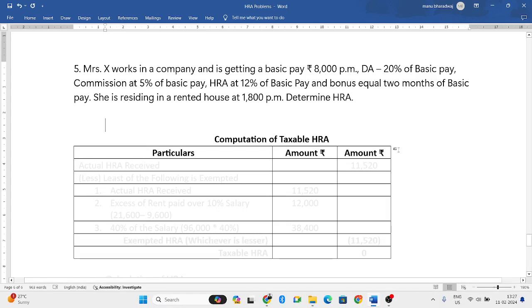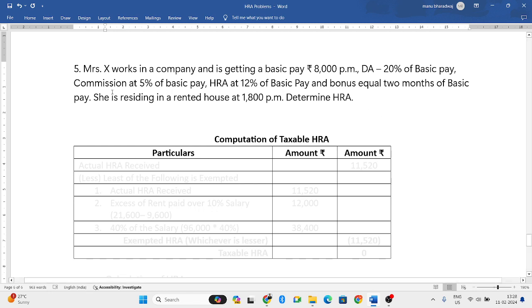In this particular video, we'll solve one more problem related to HRA. Mr. X works in a company and is getting a basic pay of 8,000 per month. So his basic pay is 8,000 per month. DNS allowance is 20% of the basic pay. So 20% of the basic pay is DNS allowance. Commission is at 5% of basic pay.